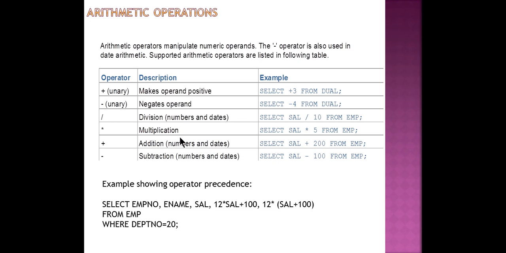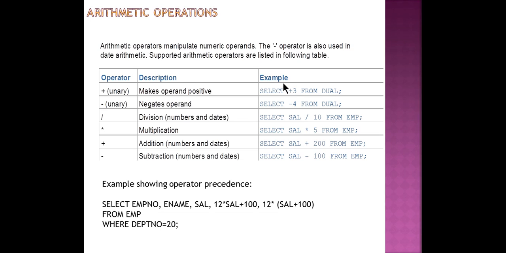See, the arithmetic operators like plus and minus can be unary as well as binary. If you are using plus with only one operand, that is called a unary operator. If you are using that with two operands, then that is called a binary operator. To perform these arithmetic operations, you usually use a dummy table, a default table called dual. Dual is a default table having only one row and one column.